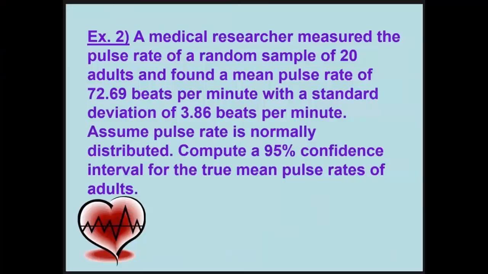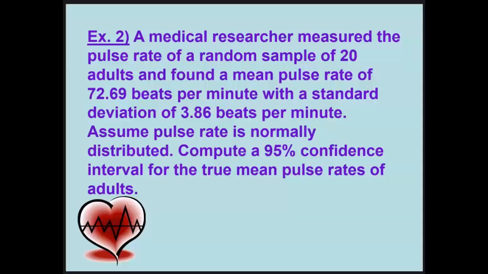All right, so another example. A medical researcher measured the pulse rate of a random sample of 20 adults and found the mean pulse rate of 72.69 beats per minute with the standard deviation of 3.86 beats per minute. Assume the pulse rate is normally distributed. Compute a 95% confidence interval for the true mean pulse rates of adults.